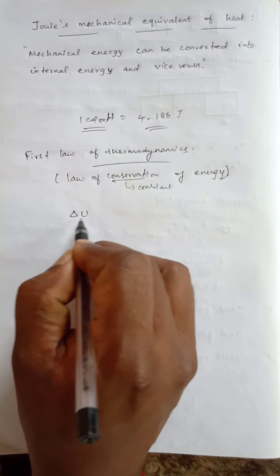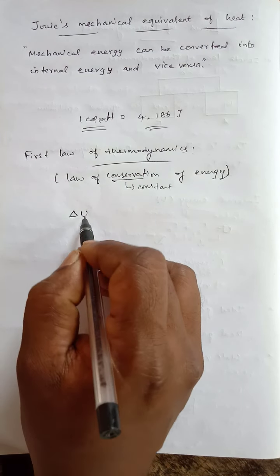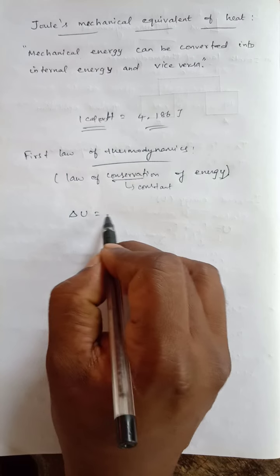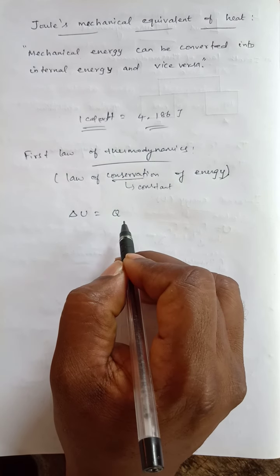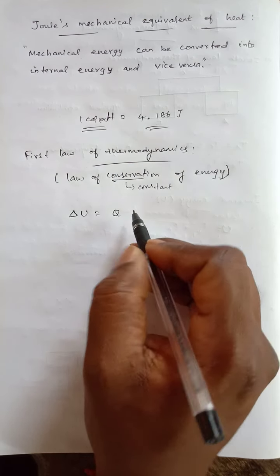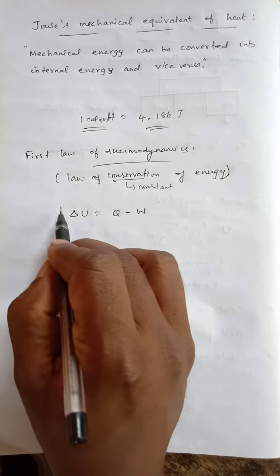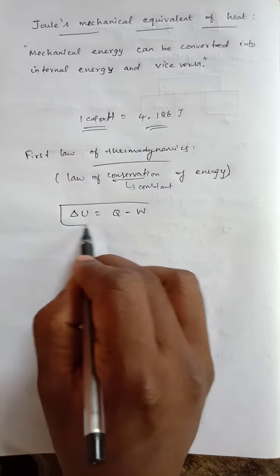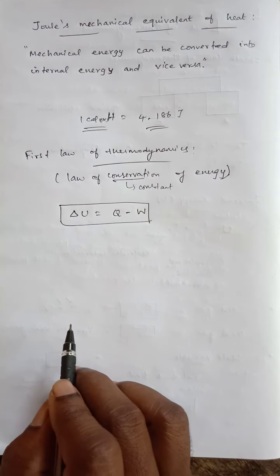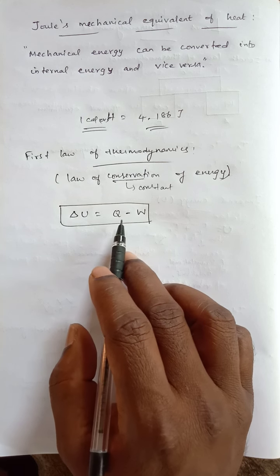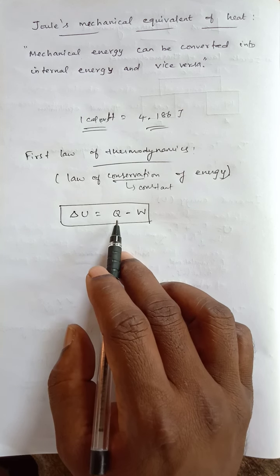Delta U. You know U is called internal energy, and delta means it's a change. The change in the internal energy is equal to the amount of heat energy applied to the system, minus the work done. So delta U is equal to Q minus W. That is the difference between the heat energy supplied to the system and the work done.